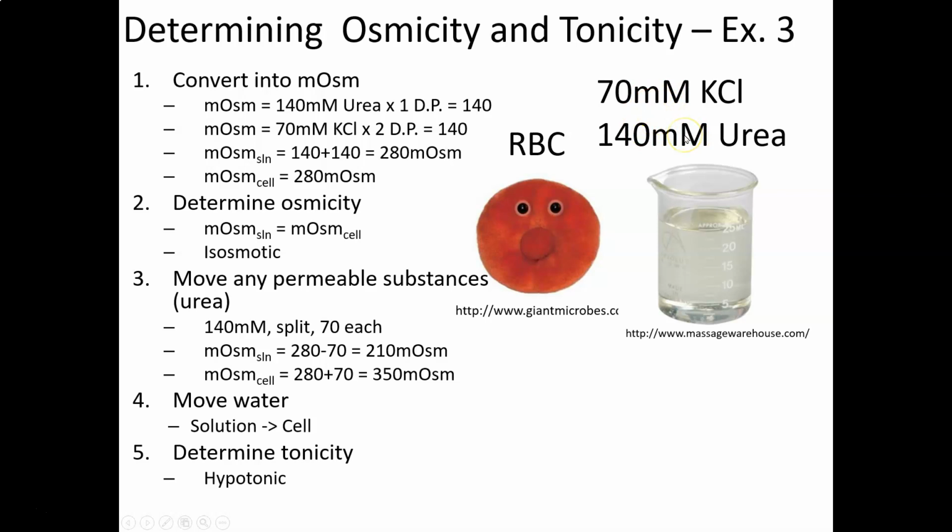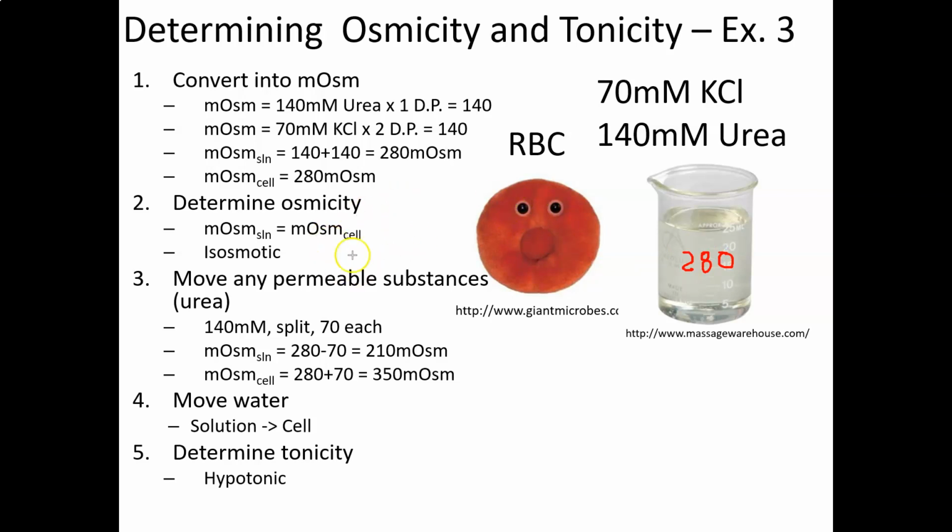So remember, we multiply by the number of dissociable particles. So 70 millimoles of KCl, we multiply by 2 dissociable particles, times 2 is 140. 140 millimoles of urea. Urea has a dissociable particle of 1, if you look at that table, so that's 140. So 140 of KCl, 140 of urea gives me a total osmolarity of 280. All right, so now I have my solution. My solution is at 280. My red blood cell is always going to be 280.